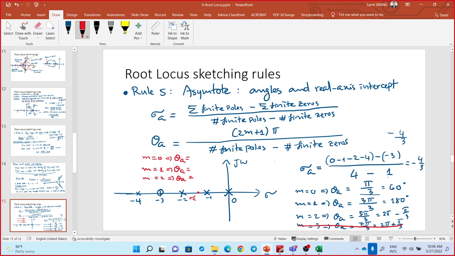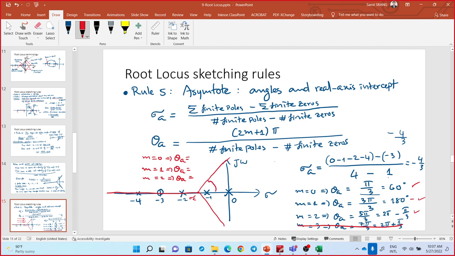Now how can I build the three asymptotes? Just put it in red. Asymptote number one, pi over 3, so 60 degrees, supposed to be like this. And then asymptote number two, this one already drawn, then this one, 180 degrees. I think the 60 degrees will be higher, something like this. And then the last one, like this. Okay, three asymptotes.